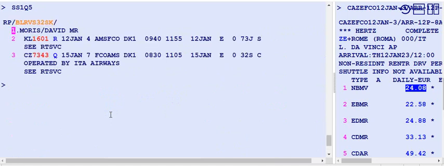Okay, this is my itinerary, and I'm in the process of creating a PNR. I want to find a taxi for my customer for his pickup from the FCO airport on 12th of January and a drop on 15th of January at the FCO airport. So how can I find the availability of all the taxis at the FCO airport with respect to this particular itinerary?